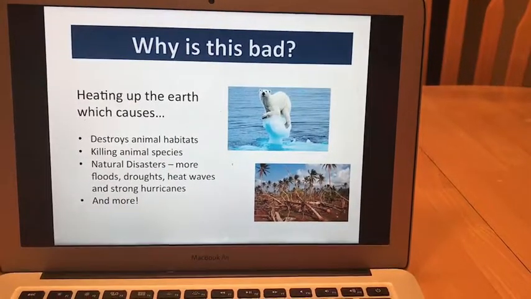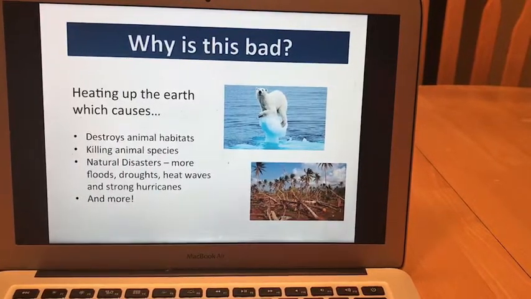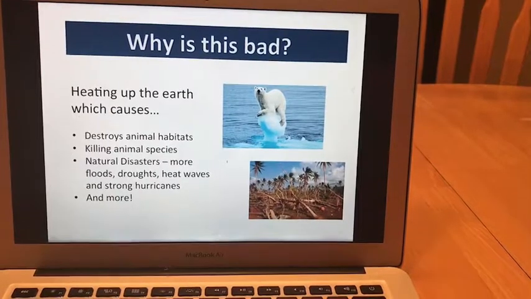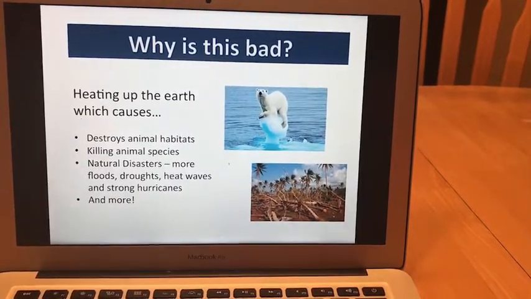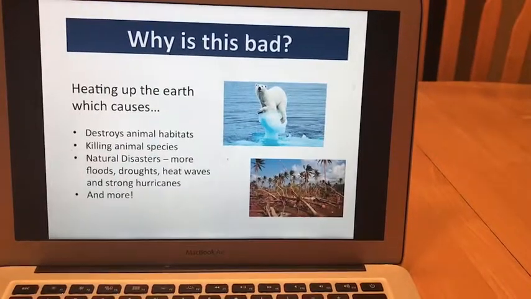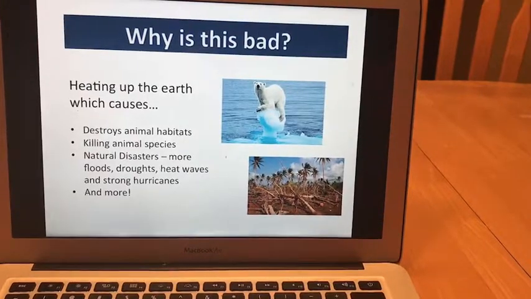The third reason is natural disasters. So the warm temperature, the increase of the Earth's temperature, is making our climates more suitable for extreme natural disasters to occur. Some of these natural disasters include floods, droughts, heat waves, and really strong hurricanes.